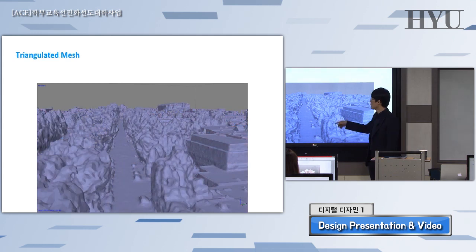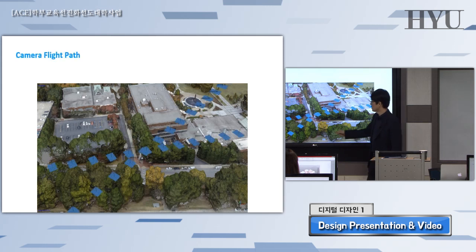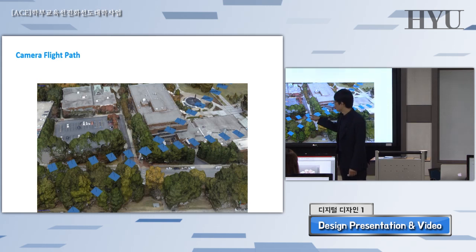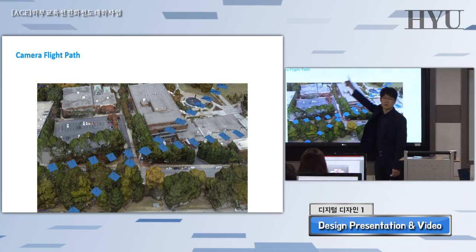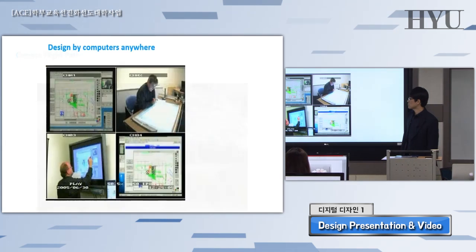And this is a no-texture-map mesh, a triangle-shaped mesh. And this is a high-density map of point cloud. And this one shows you the location of the drone and the points where the drone took the pictures, okay? I'm not sure about the flight direction, but anyway, this is the drone's movement path for taking hundreds of pictures to make that kind of images.